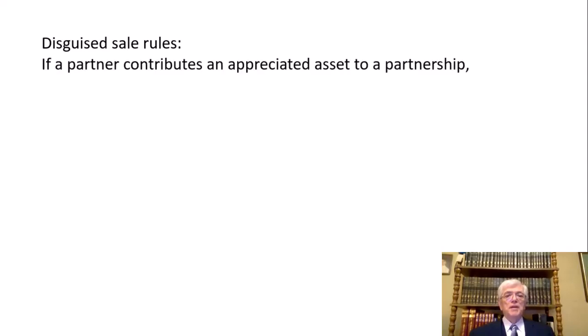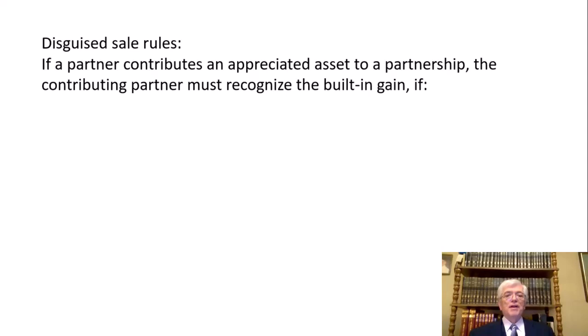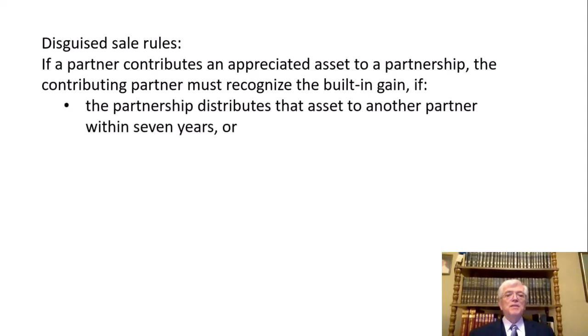There's also a disguised sales rule. If a partner contributes an appreciated asset to a partnership, then the contributing partner will have to recognize that built-in gain if the partnership distributes that asset to another partner within 7 years. So essentially the rule is, hey, you were trying to sneak that asset over to the other partner, but not call it a sale. We're going to call it a sale. We're going to call it a disguised sale and make you recognize that built-in gain. So that's one way to do it.